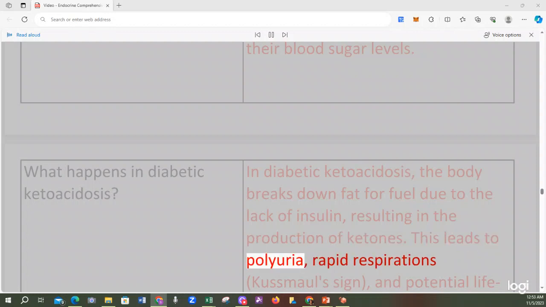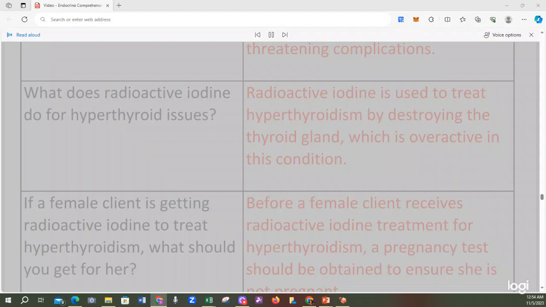This leads to polyuria, rapid respirations, and potential life-threatening complications. What does radioactive iodine do for hyperthyroid issues? Radioactive iodine is used to treat hyperthyroidism by destroying the thyroid gland, which is overactive in this condition.